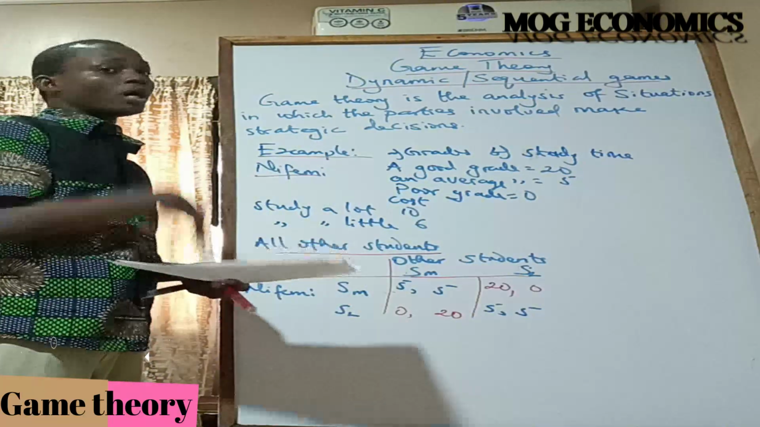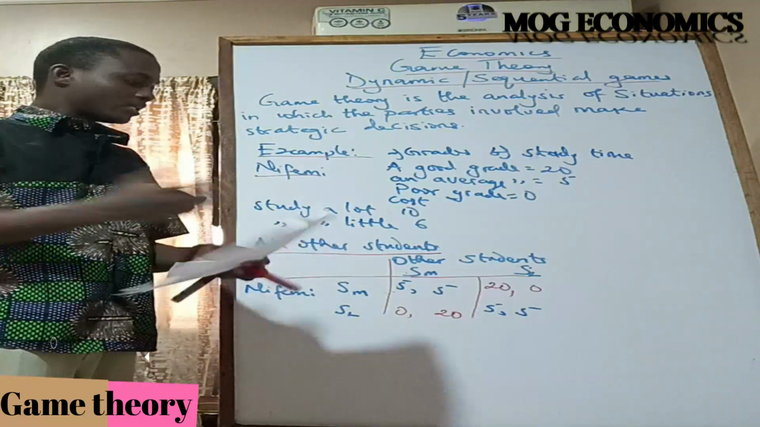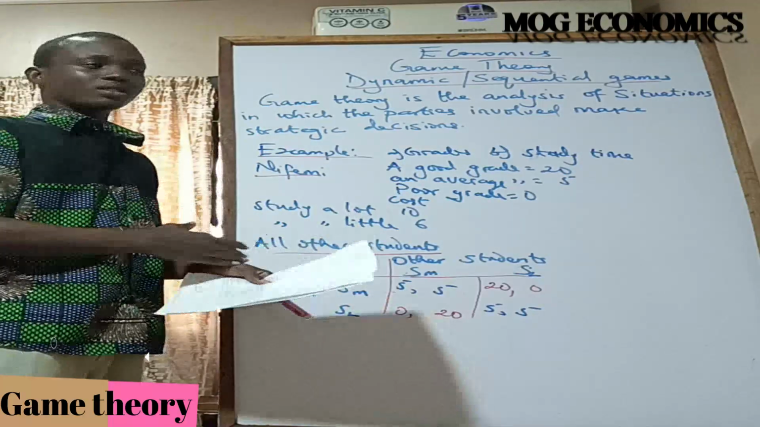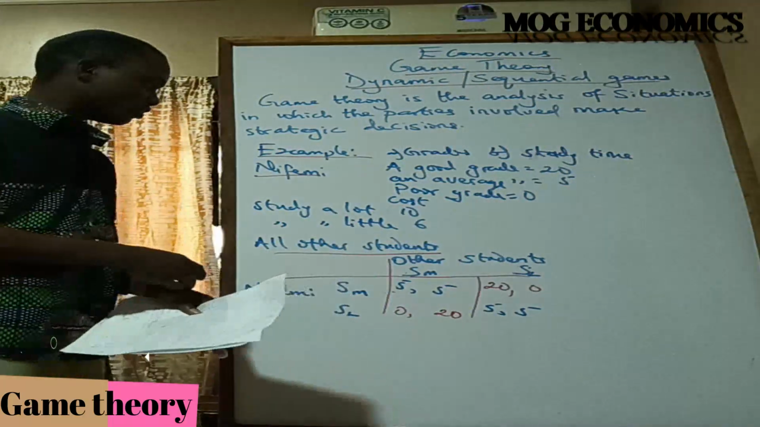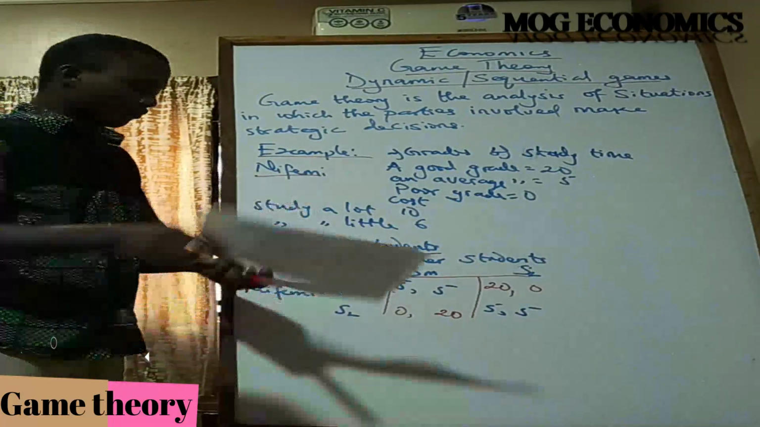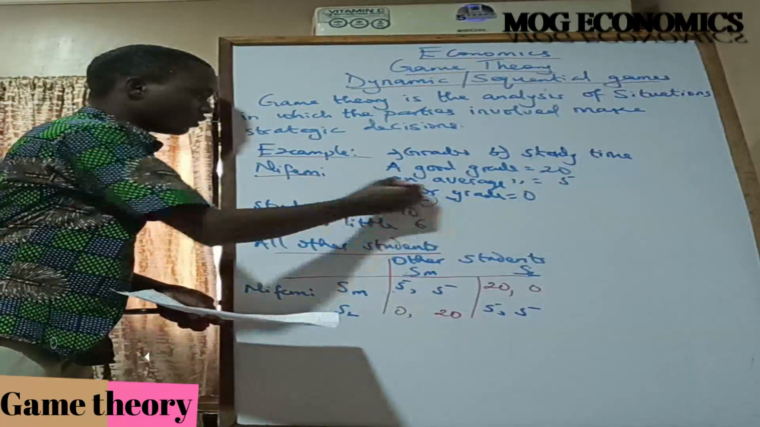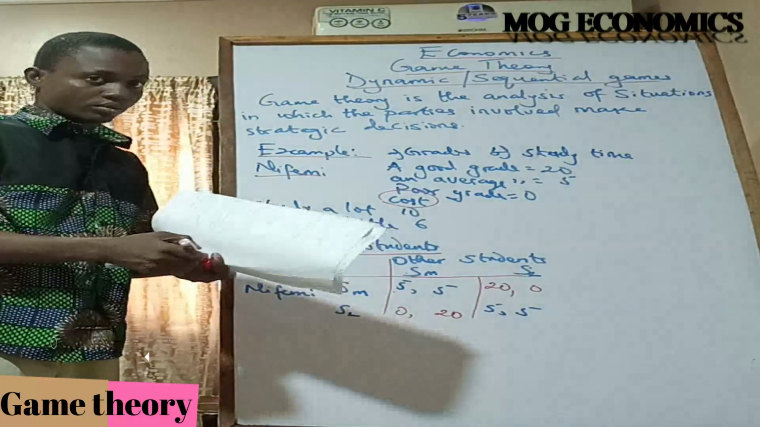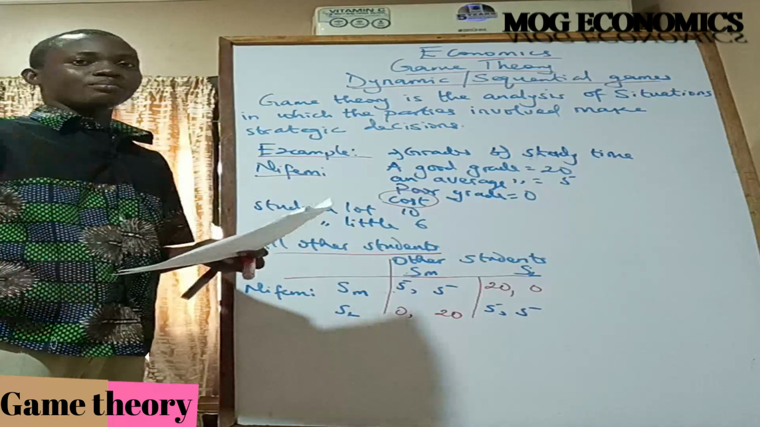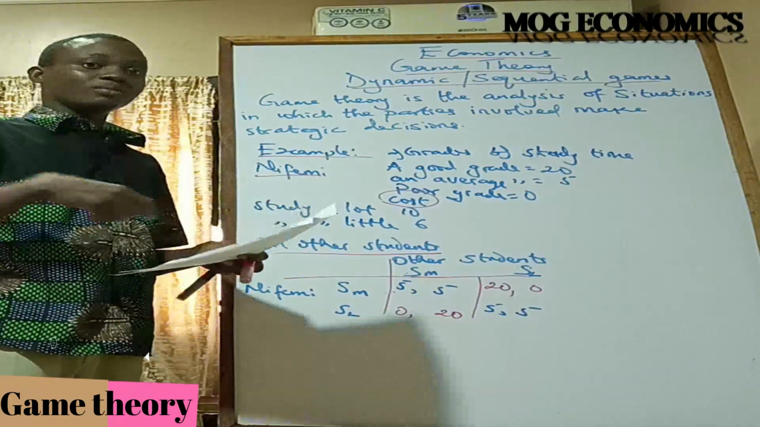So is this correct? No, right? I intentionally did it this way, but this is not perfectly correct. The reason why this is not correct is that there is a cost attached to it. Remember this, the cost of studying a lot and the cost of studying a little. So the thing is that the payoff in games refers to net benefit, right? That is benefit minus cost.